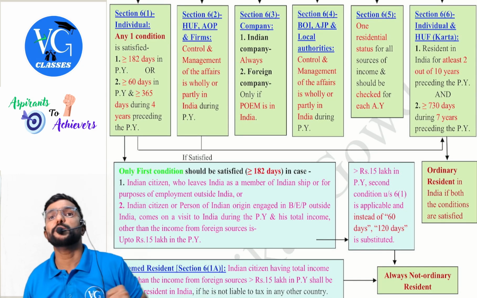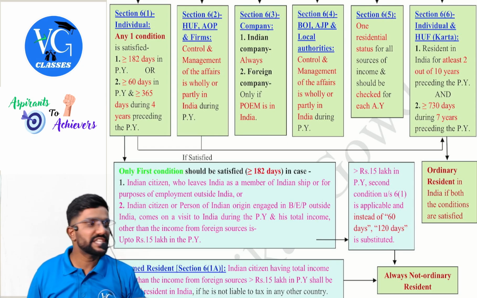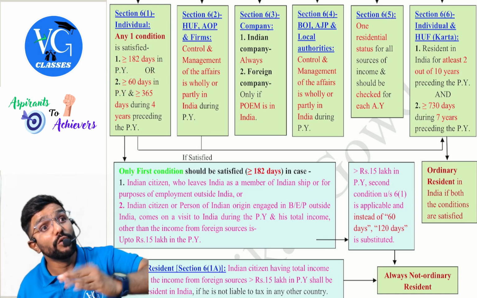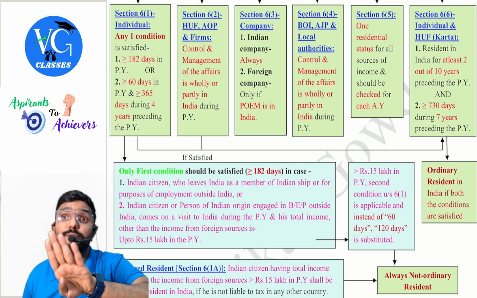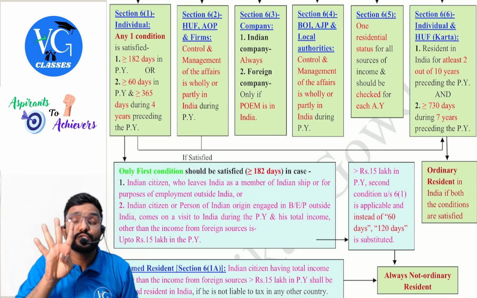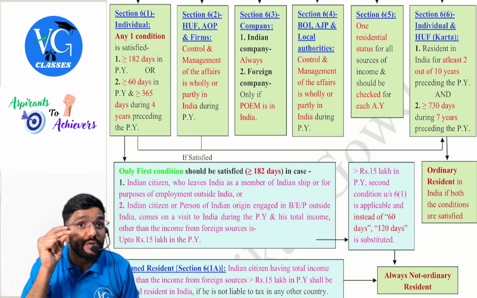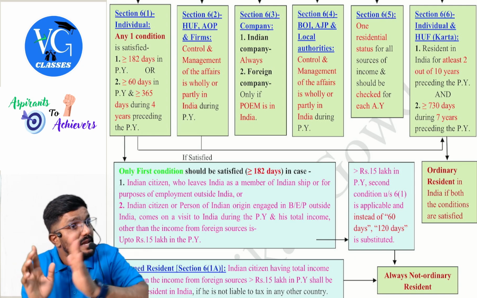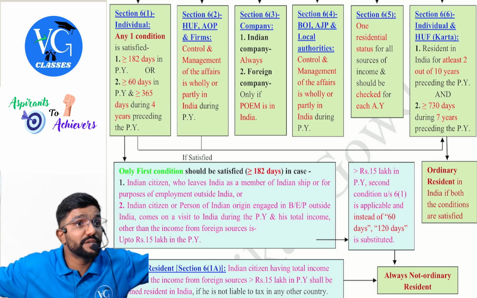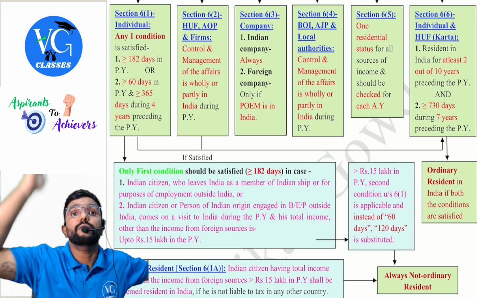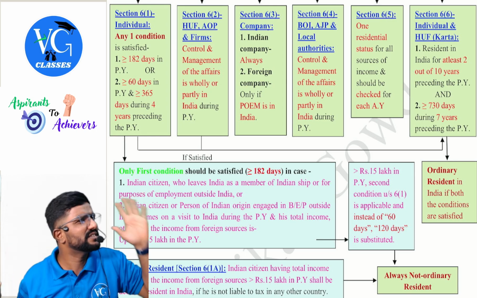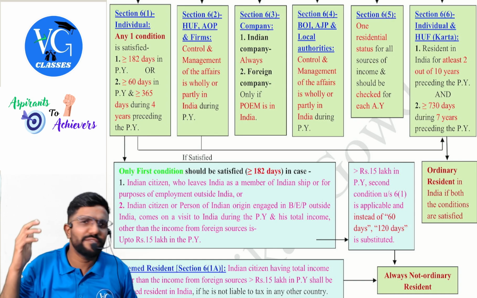Second condition, two cumulative points are there: 60 days or more during the previous year and 365 days or more during the 4 years preceding the previous year. So to count 4 years, should we count even our previous year? No, no, no. For our previous year, 60 days. For the last 4 years, all 4 years put together, 365 or more. Sir, if he is there for 1 year, 365 is done? Yes, sir. He need not be there for all 4 years.